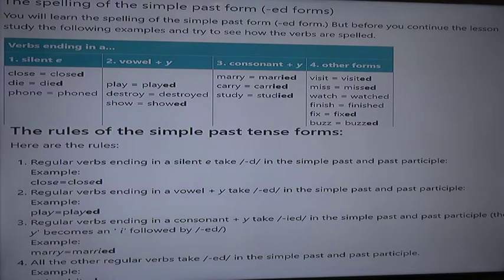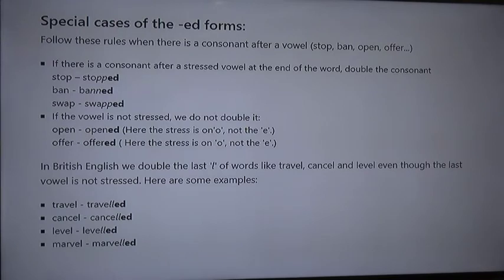Okay, now we are going to see the rules of the simple past tense forms. So here are the rules. 1. Regular verbs ending in a silent e take d in the simple past and past participle. Example: close, closed. 2. Regular verbs ending in a vowel plus y take ed in the simple past and past participle. Example: play, played. 3. Regular verbs ending in a consonant plus y take ied in the simple past and past participle. So the y becomes an i followed by ed. Example: marry, married. Number 4. All the other regular verbs take ed in the simple past and past participle. An example here is visit, visited. But we have some special cases of the ed forms.